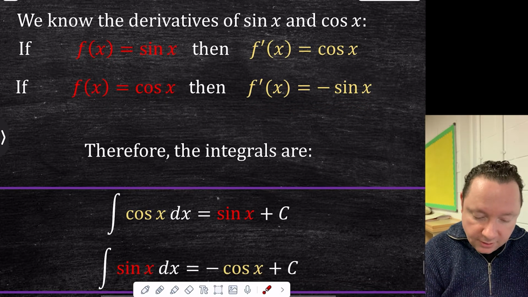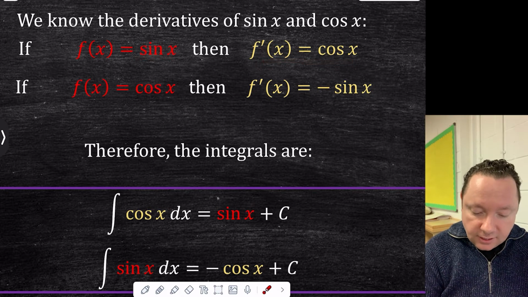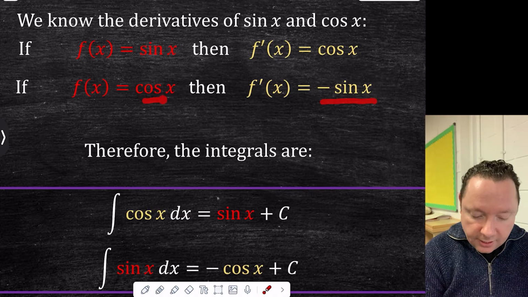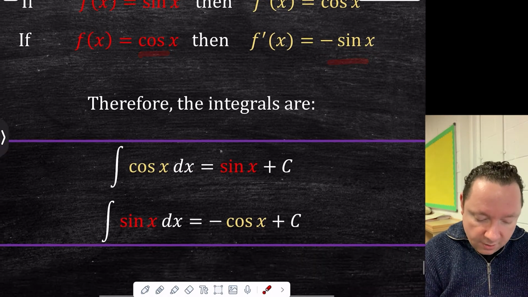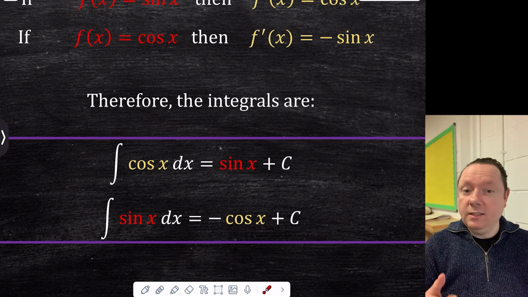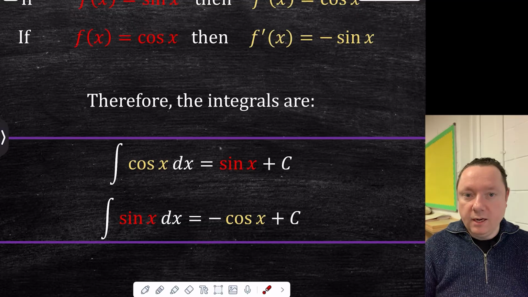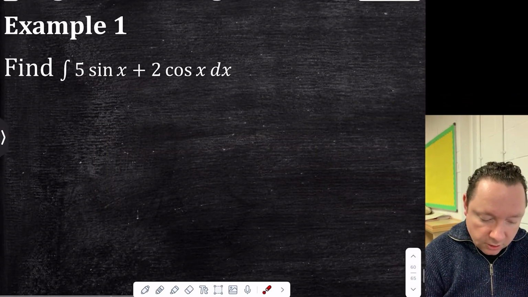If you integrate cos x, you must get sine x. If you integrate minus sine x, you get cos x, which means if you integrate sine x, you must get minus cos x, and there with a plus c. Again, you don't need to know these if they're given in an exam paper, so just there for reference, but we'll use them now. Example 1, integration of a trigonometric function.